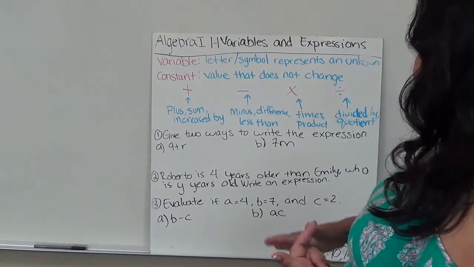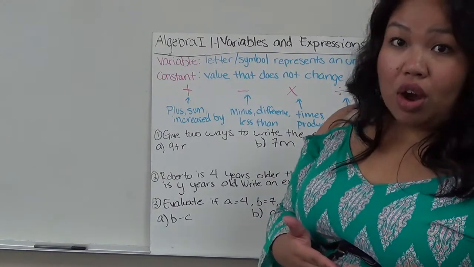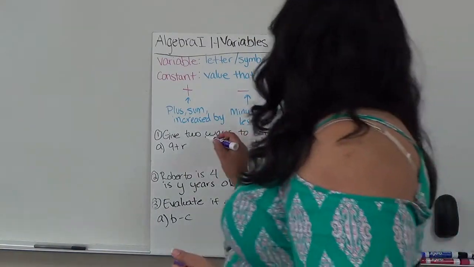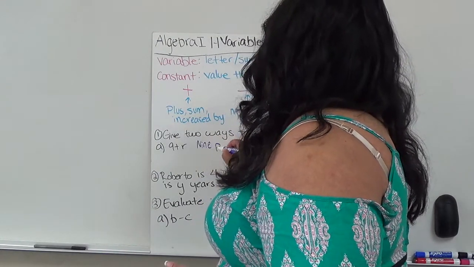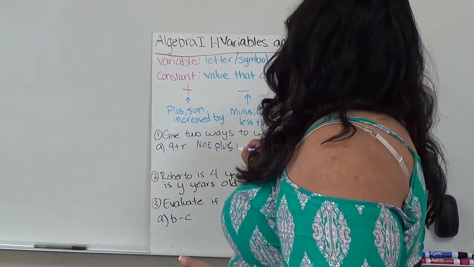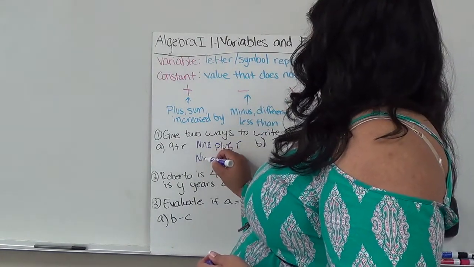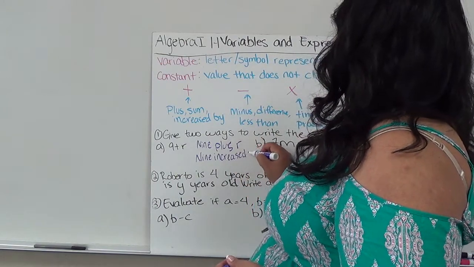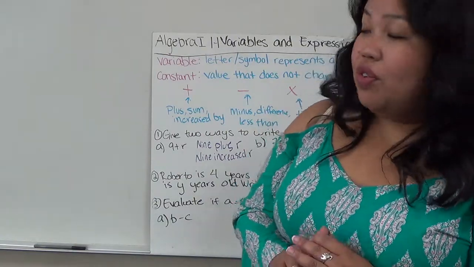So in example 1, it says to give two ways to write the expression. 9 plus r, okay, I can say 9 plus r, okay? Or I can say 9 increased by r. Or I can say the sum of 9 and r. So there's different ways to do it.